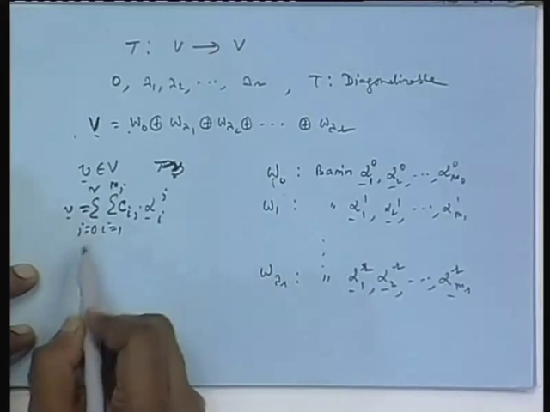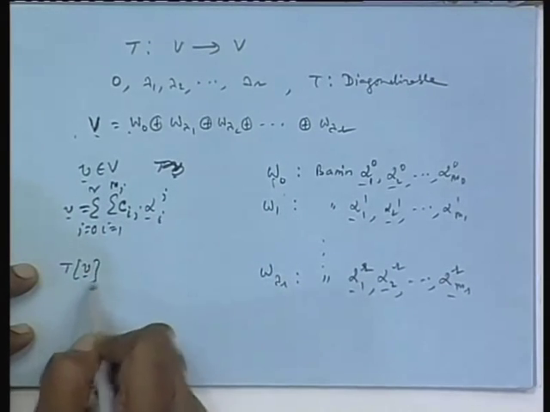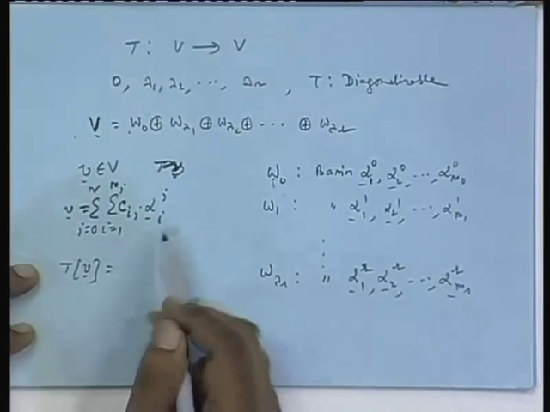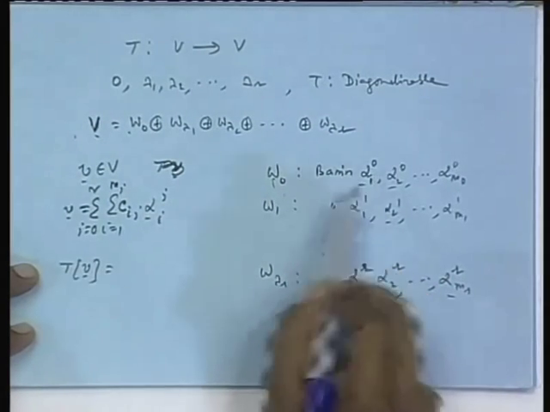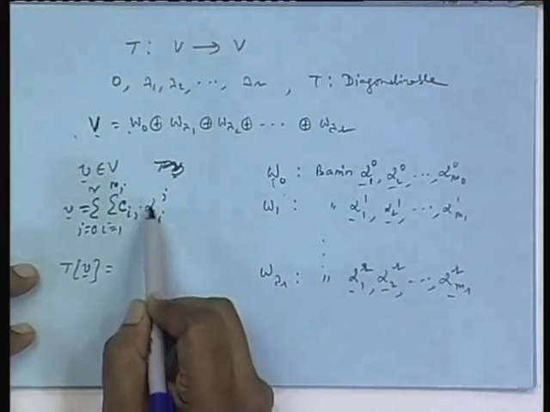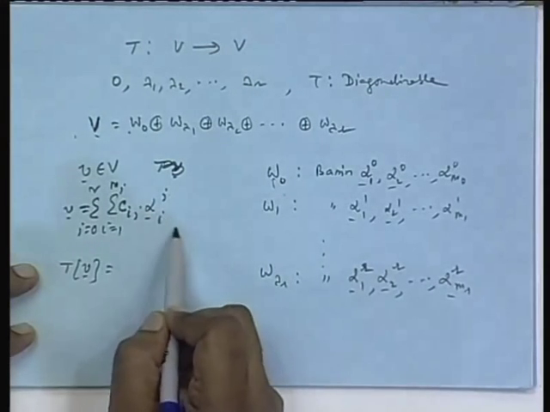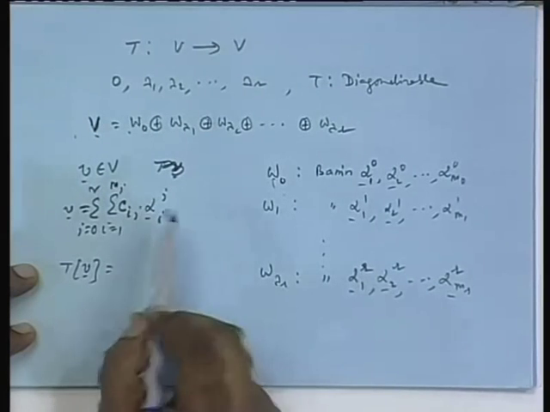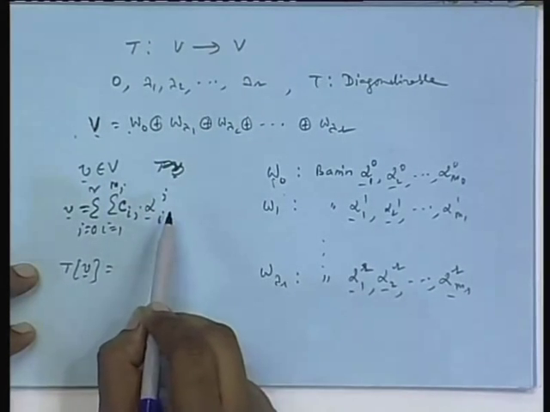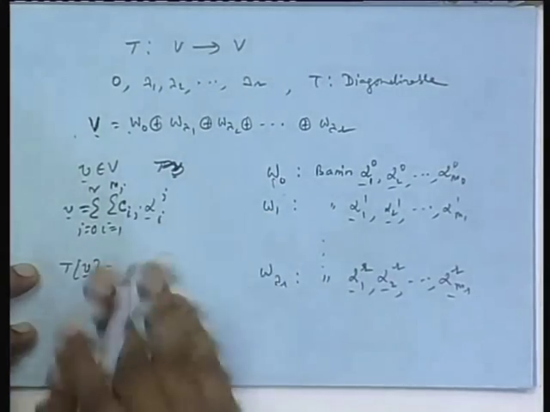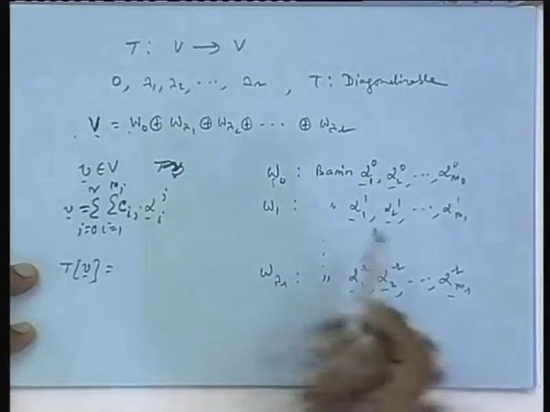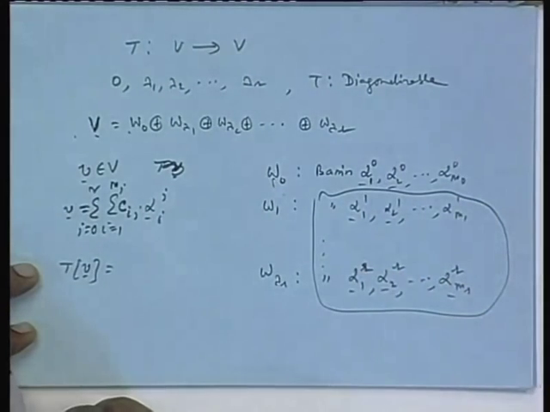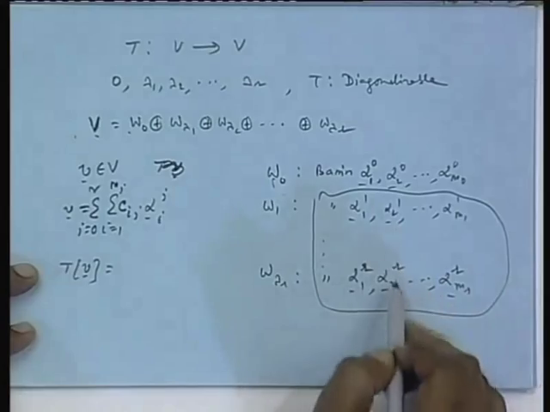If I apply T over v, then T can be applied directly on these vectors. And remember, for j equal to 0, you have alpha_0,1, alpha_0,2, ..., alpha_0,m_0. T working on each of them will give rise to the same vector multiplied by the 0 eigen value. So they give rise to 0, and I do not have to consider them. That means I have to consider from here to here.